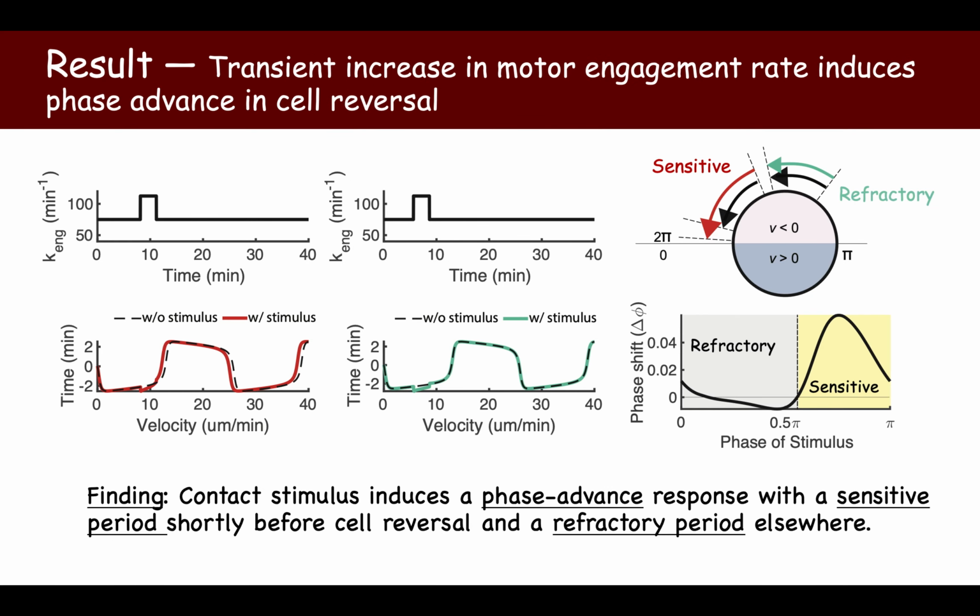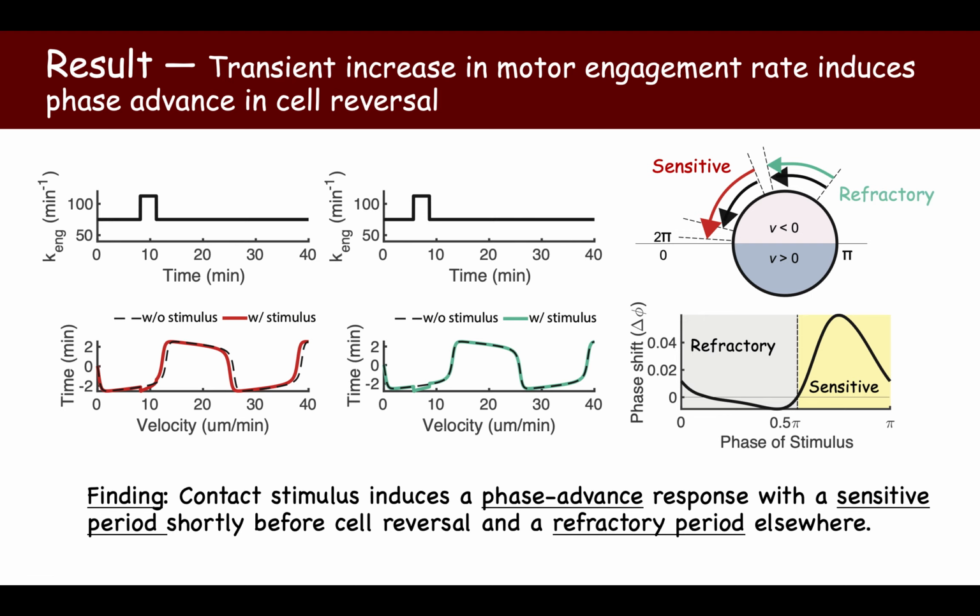To simulate cell-cell contact, we use the transient change of motor engagement rate to represent the effect of cell-cell contact, because the contacting cell essentially provides additional substrate to engage the motors. Therefore, we transiently increase engagement rate for several minutes at different times.